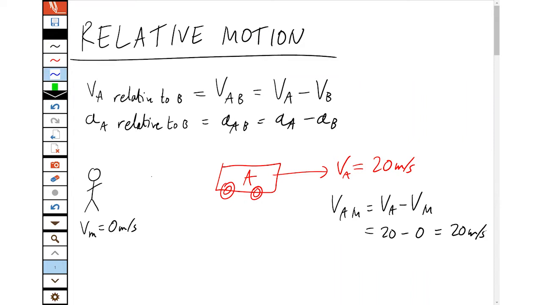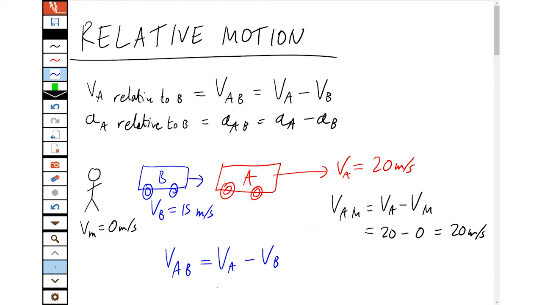But let's say now there's another car chasing it, B. And B is moving at 15 meters per second. So now the velocity of A relative to B is the velocity of A minus the velocity of B, which is 20 minus 15, which is 5 meters per second. So to me, it looks like the car is speeding away at 20 meters per second, but to car B, A is not getting away as fast.